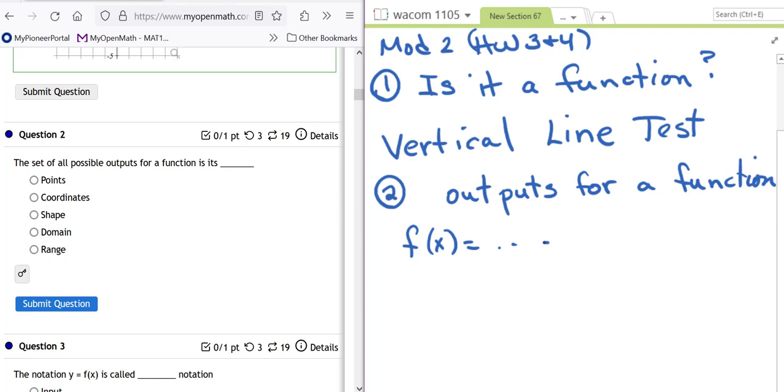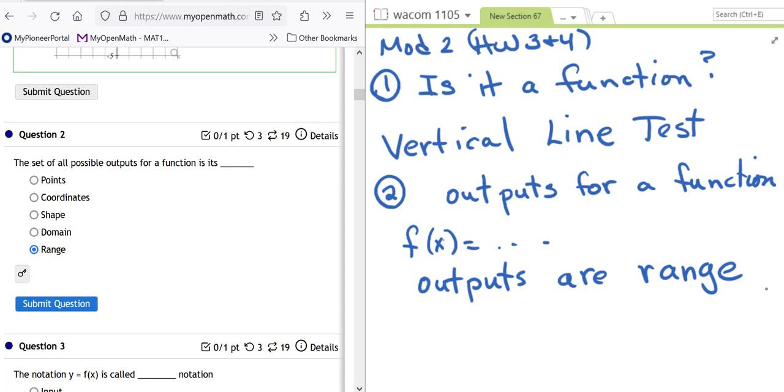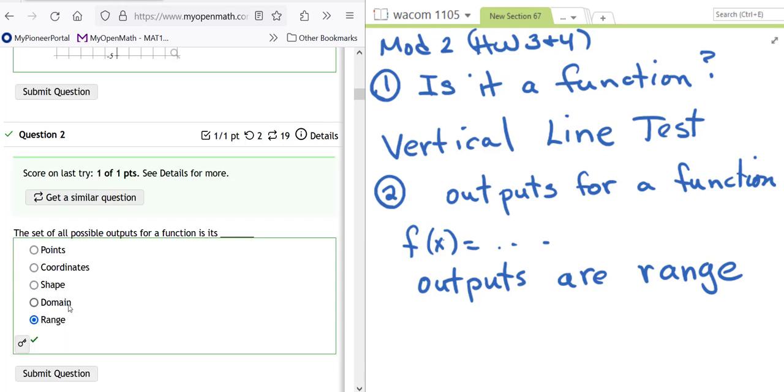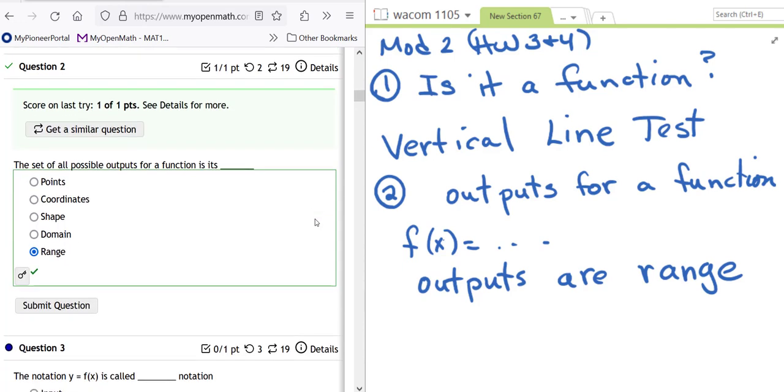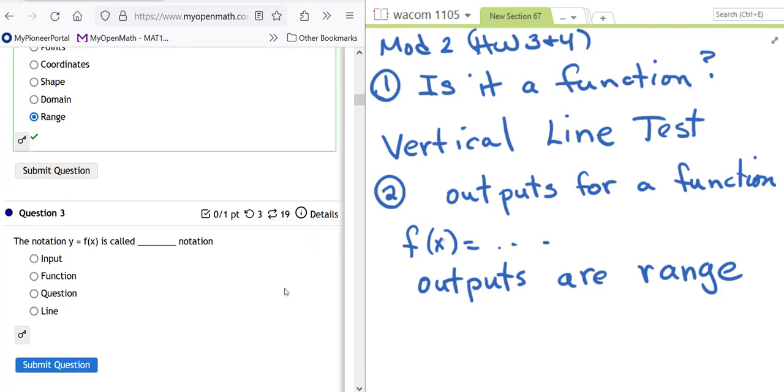Your outputs are your range. Your inputs are the domain. X goes with domain, so outputs are the range. Range goes with Y. So the set of all outputs is range. I don't think you saw that in my stuff before.